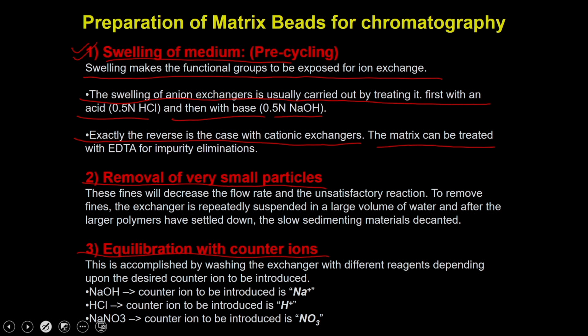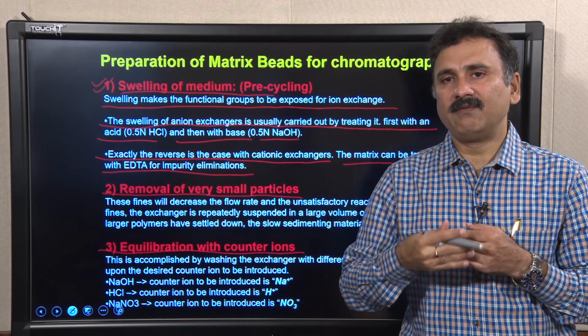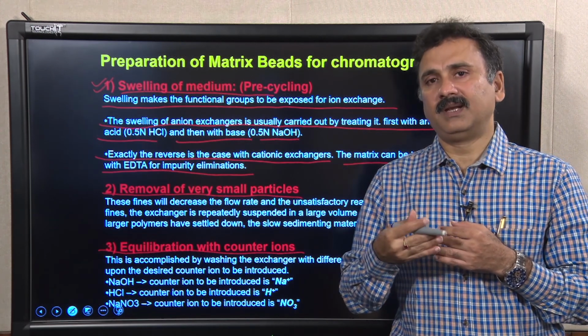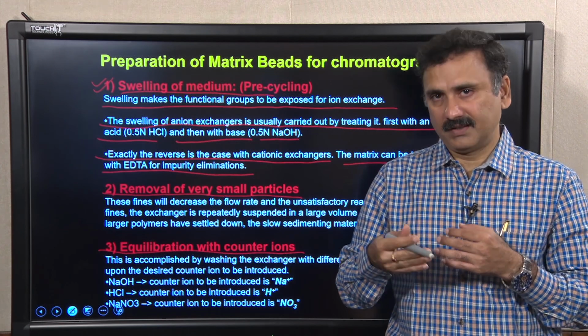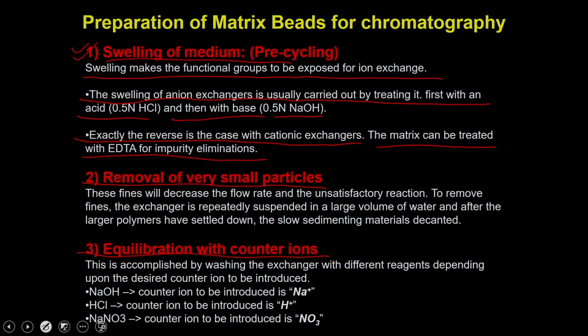The matrix can be treated with EDTA for removing the impurities or the small metals. Because the metals are cations, you also have to ensure that no metal is present in the process. Then the next step is removal of the very small particles.